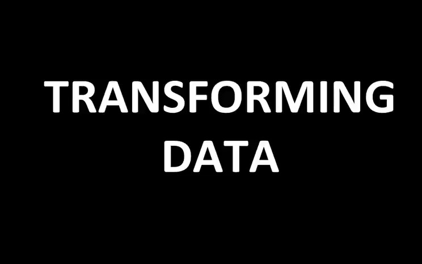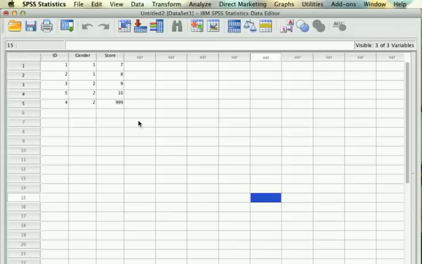Part 2, transforming data. So sometimes in SPSS, before we can run any analyses, we have to make certain transformations to our data. So before we do that, let's add a few more participants. So we'll add 6, 7, 8, 9, and 10. And again, we'll arbitrarily assign them a gender and a score.